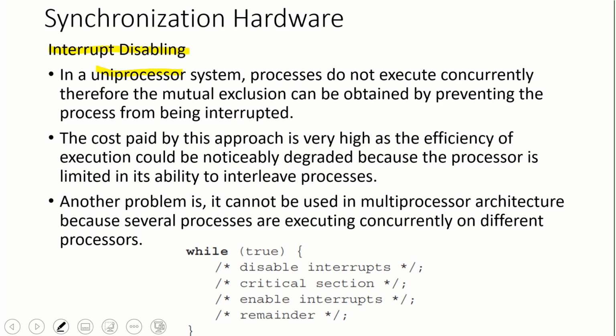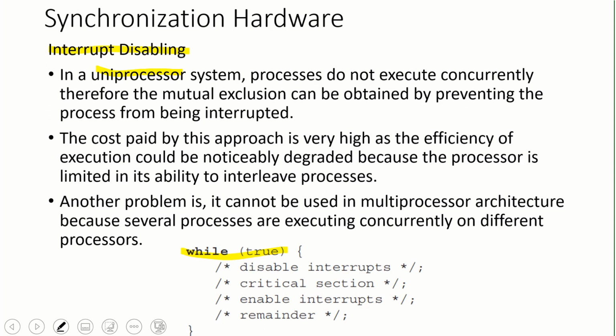This can be done by disabling the interrupts before the process enters its critical section and enabling the interrupts only after the process has exited from the critical section. This is shown as follows. So this while condition, while true, will always be true.